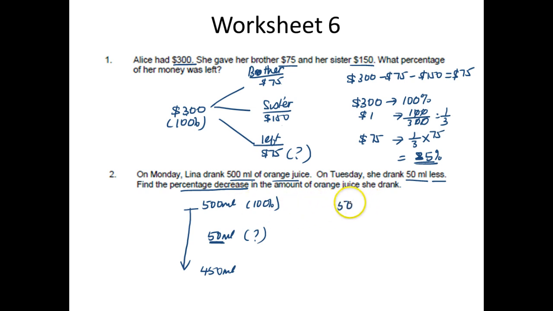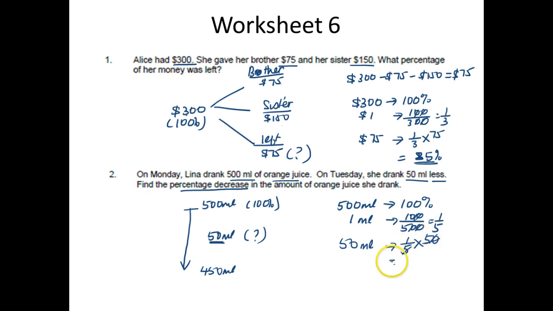So now we know that 500 ml is your 100%. 1 ml, 100 divided by 500, which is 1/5. I want to find 50 ml, would be 1/5 times 50. Answer is 10%.